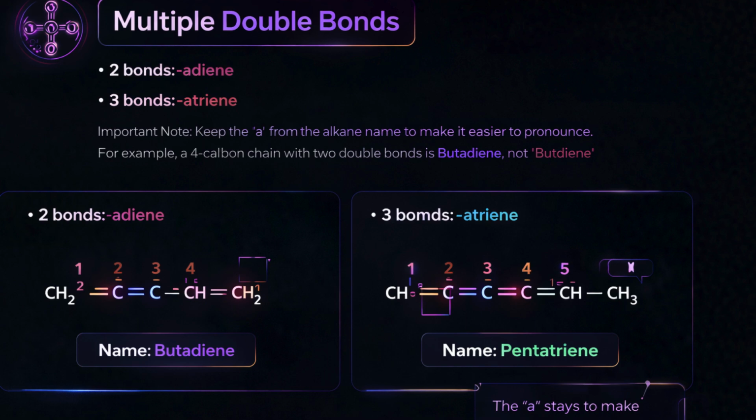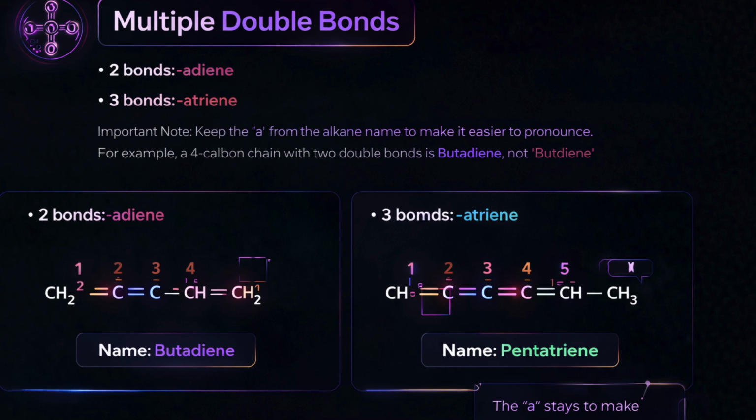Next, look at the important note in the image. It says we keep the a from the alkane name. Why? Because it makes the name easier to pronounce. For example, a 4-carbon chain with 2 double bonds is called butadiene, not butdiene. That extra a improves clarity and pronunciation.